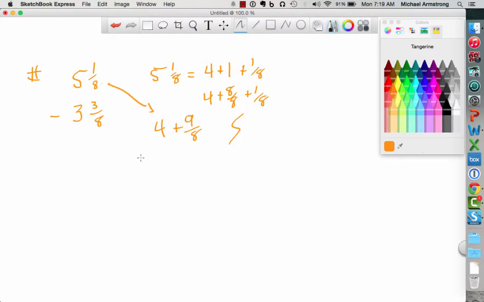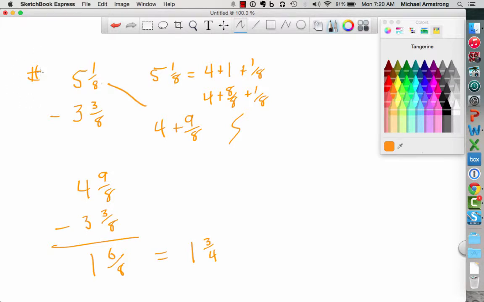That might take you a little bit of practice, but that's how that works. So then 5 1/8 minus, oops, I went right back to my old tricks. 4 9/8 minus 3 3/8. 9 minus 3 is 6, and 4 minus 3 is 1. So 1 6/8, which is equal to 1 3/4. And that's how you do it.